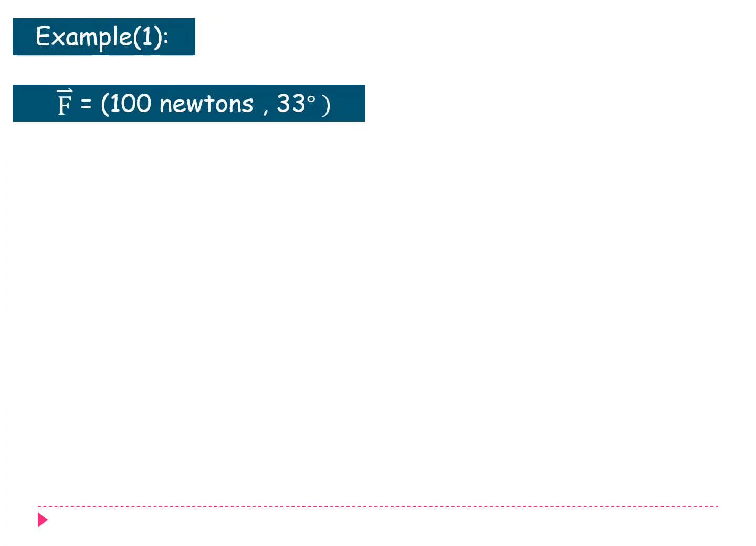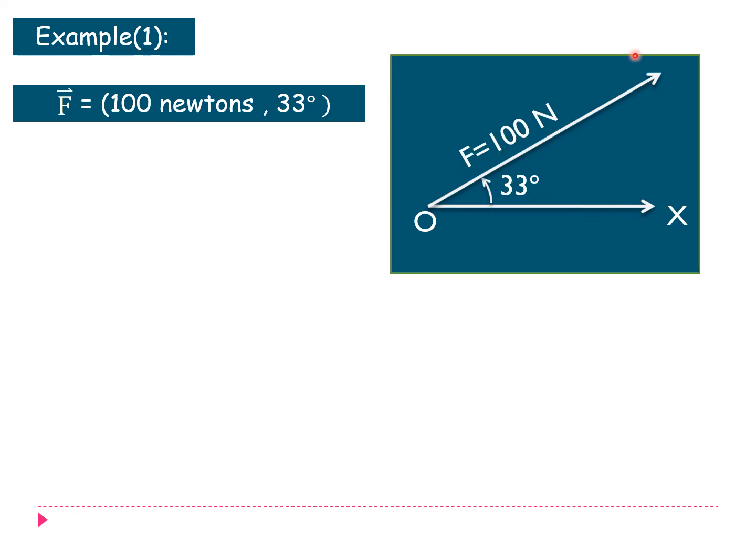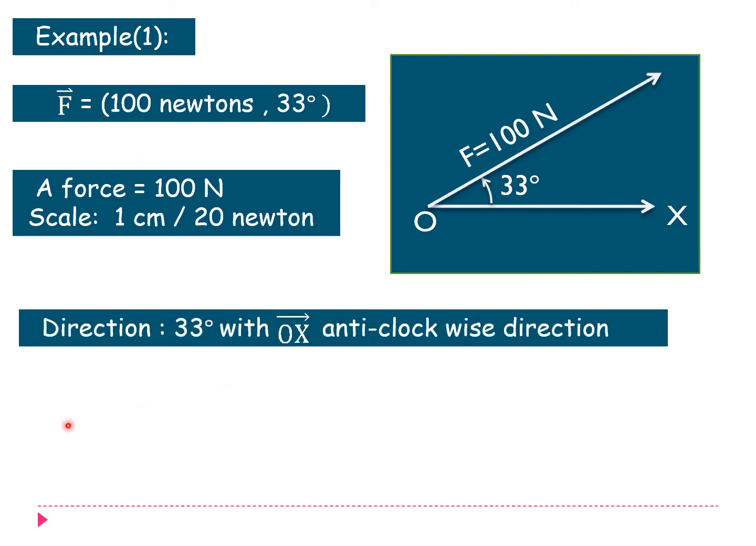Example number 1. If you have a force F1 of 100 Newton and 33 degrees, this is the direction of the force. Let me draw this force as a vector. This 33 degrees, and this is the line of action of the force. A force of 100 Newton, scale 1 centimeter over 20 Newton. Direction 33 degrees with OX in the anticlockwise direction.